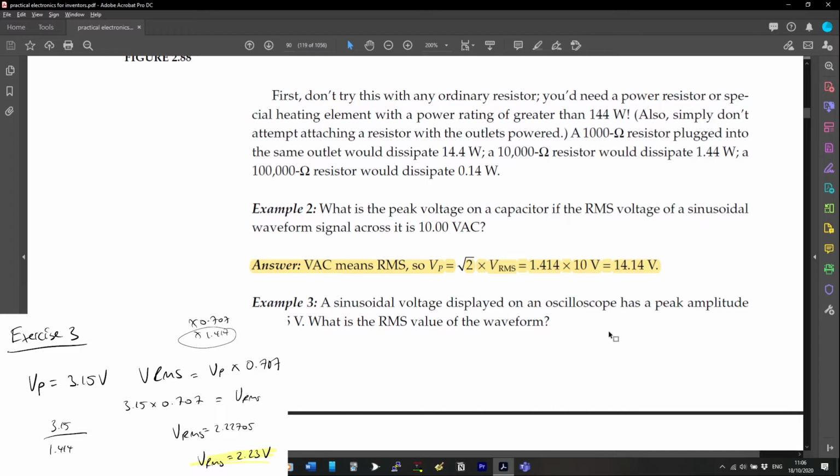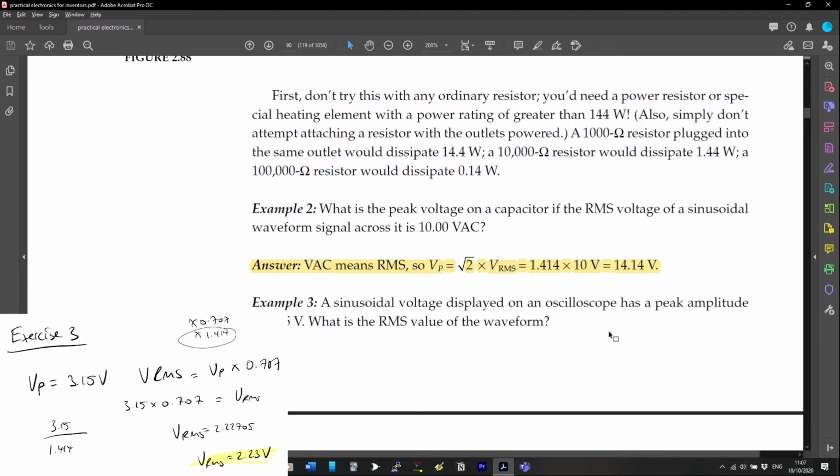Cool. So that just means 3.15 times 0.707 is going to be equal to the voltage RMS. So let's get a calculator. Was it 3.15 times 0.707? And so that gives us a voltage RMS of 2.22705, or voltage RMS of 2.23 volts.